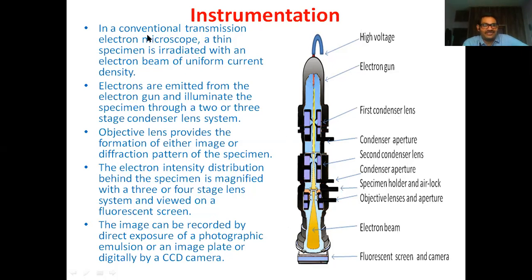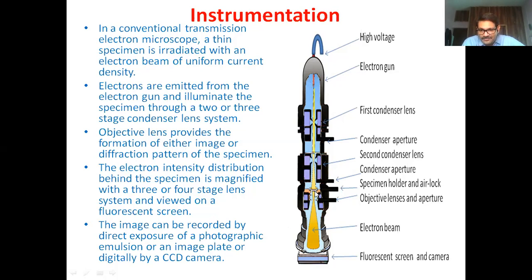In a conventional transmission electron microscope, a thin specimen is irradiated with an electron beam of uniform current density. Accelerated electrons are focused on the specimen using electromagnetic lenses, otherwise called condenser lenses. Electrons are emitted from the electron gun and illuminate the specimen through a two or three stage condenser lens system. The objective lens provides the formation of either an image or a diffraction pattern.